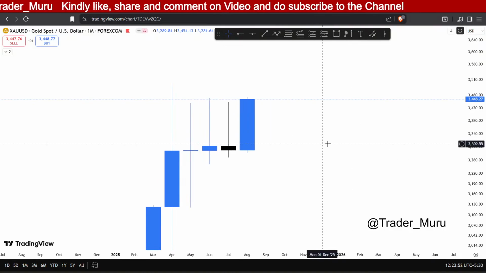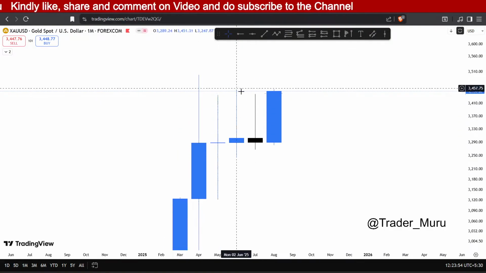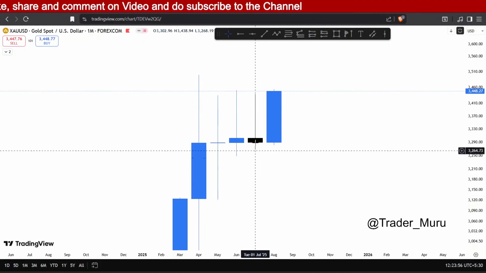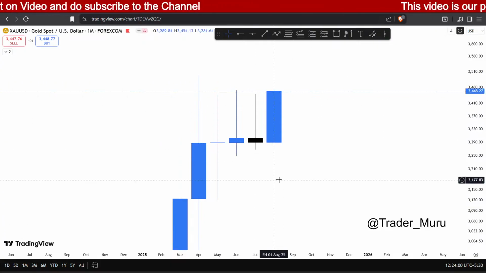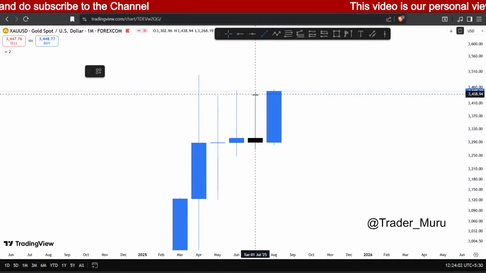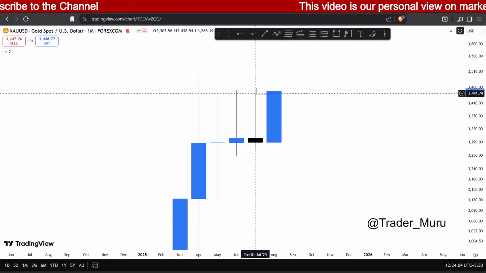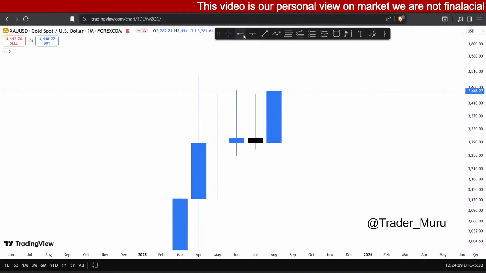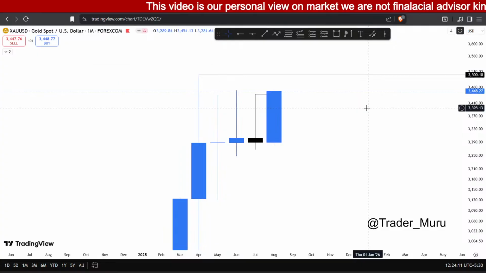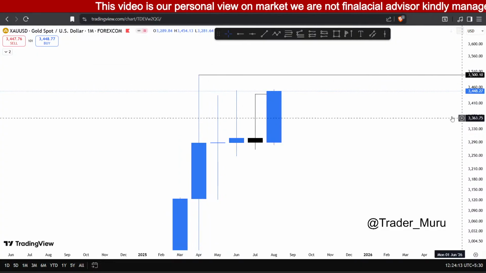In monthly time frame we have these 3 indecisive candles and then this full volume pressurized bullish candle, and we have this closing above this previous month high. So this is showing that gold is still bullish and it can hunt the stop loss above this 3500.